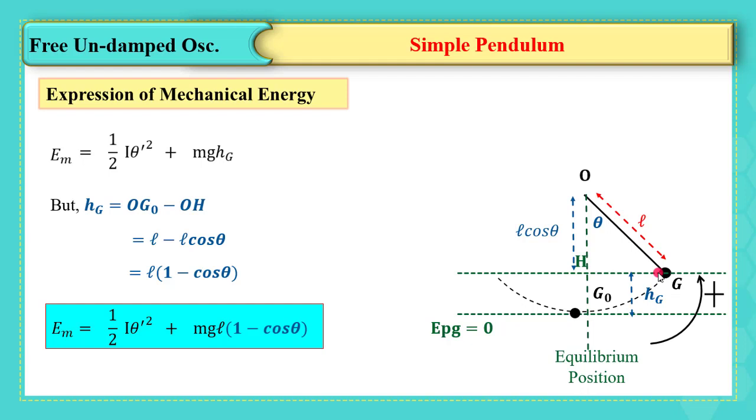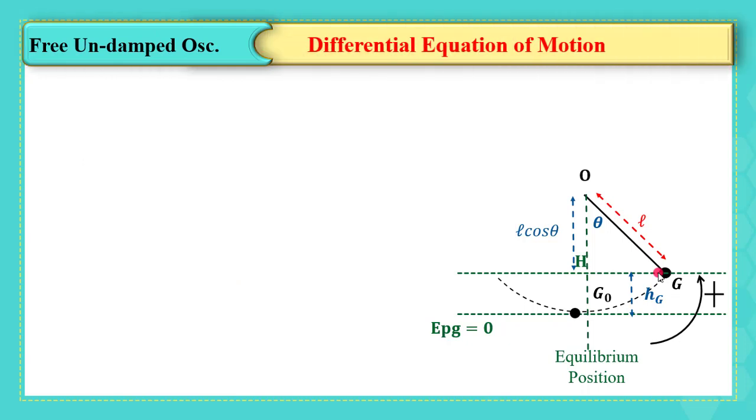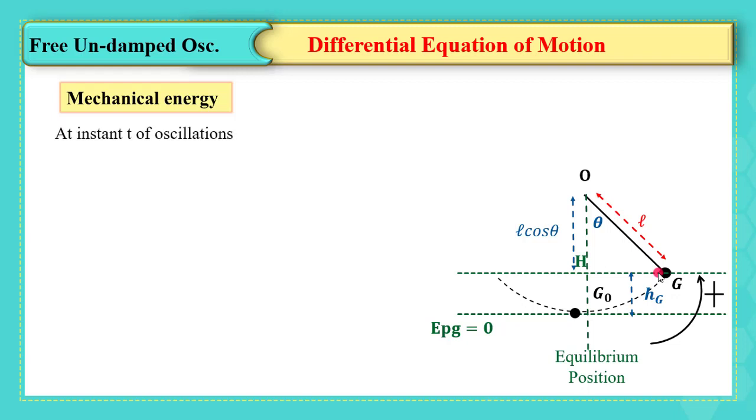The second step is to find the differential equation. We used to find the differential equation in two methods. First, by mechanical energy. Second, by Newton's second law. In this video, we're going to study it only by mechanical energy, and you can use Newton's second law in order to find the differential equation. We have found that at an instant t, the mechanical energy is given as half I theta prime squared plus m g L into 1 minus cosine theta.